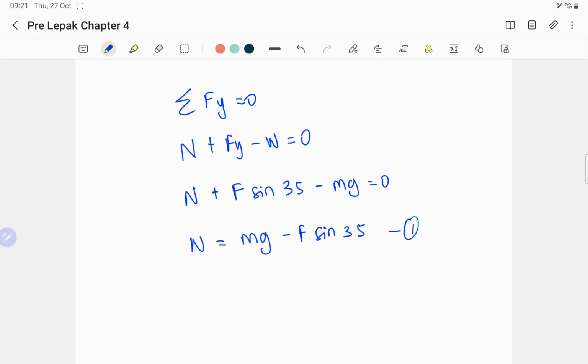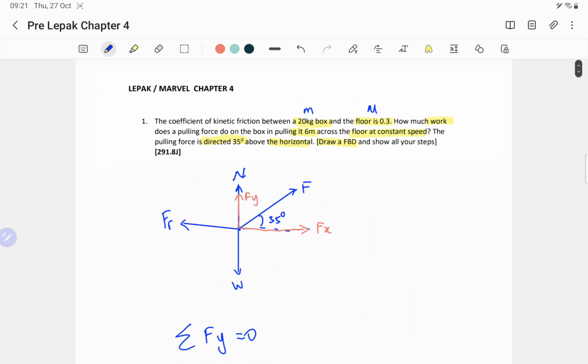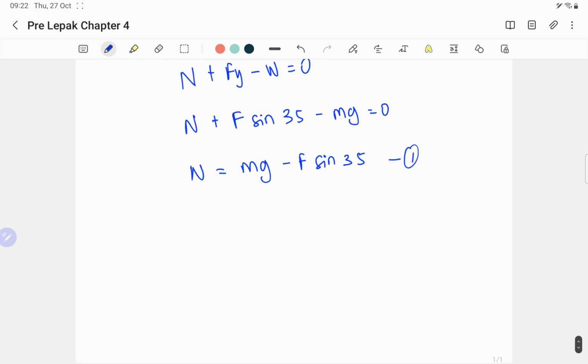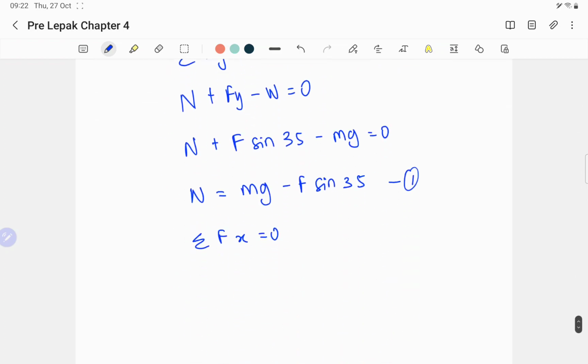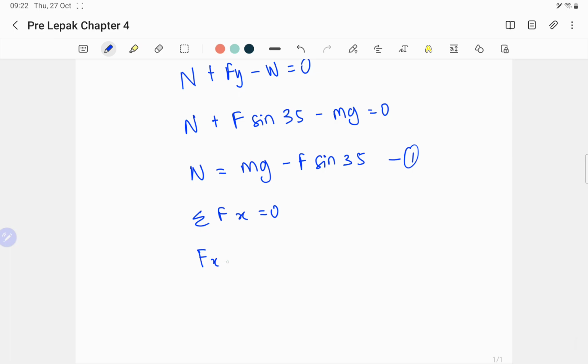Now done with the vertical component, we move on to the horizontal component. Since it is moving at constant speed, v is equivalent to constant, so therefore your acceleration will be equivalent to 0. So 0 acceleration means total Fx will be equivalent to 0. For the horizontal component you only have two components, Fx and friction. In the direction of motion we take it as positive, moving toward your right, so Fx minus friction will be equivalent to 0.